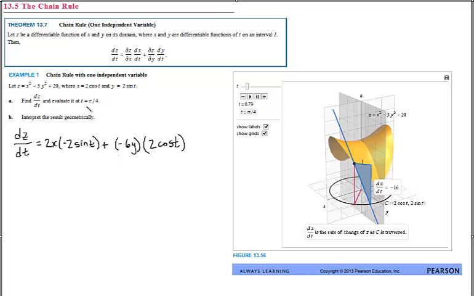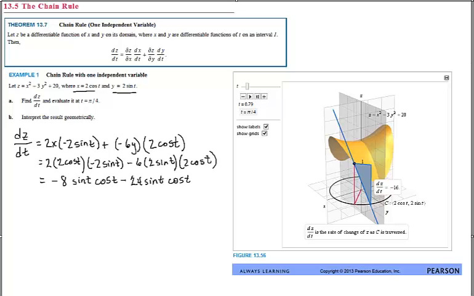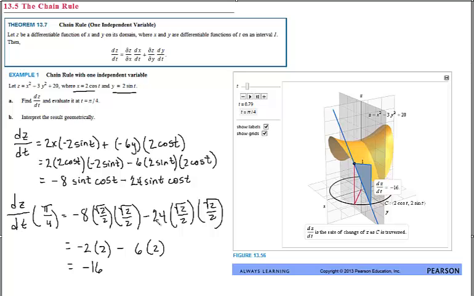Now what I'm going to do is replace my x and my y with their respective equations, and I'll write that down. And this is what we get. We could use our double angle formula if you want to make that a little prettier. We're not asked to do that because we're asked to evaluate it at t equal to pi over 4, so I'm going to replace the t with pi over 4 on each of those. Alright, doing my little computation, I get negative 16 as that value.